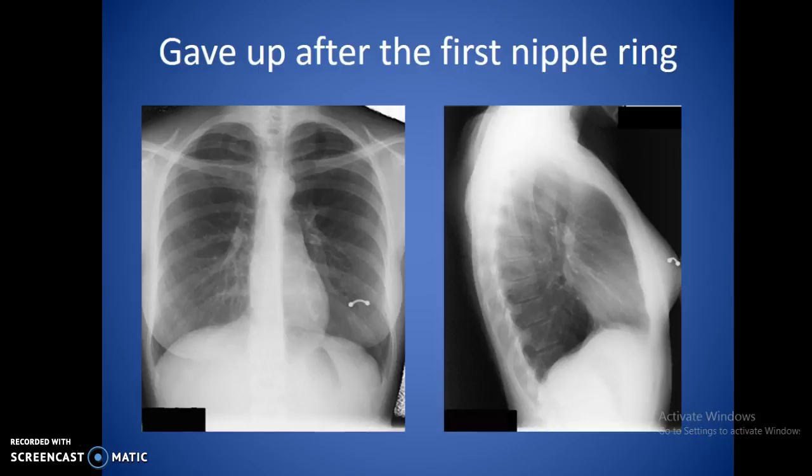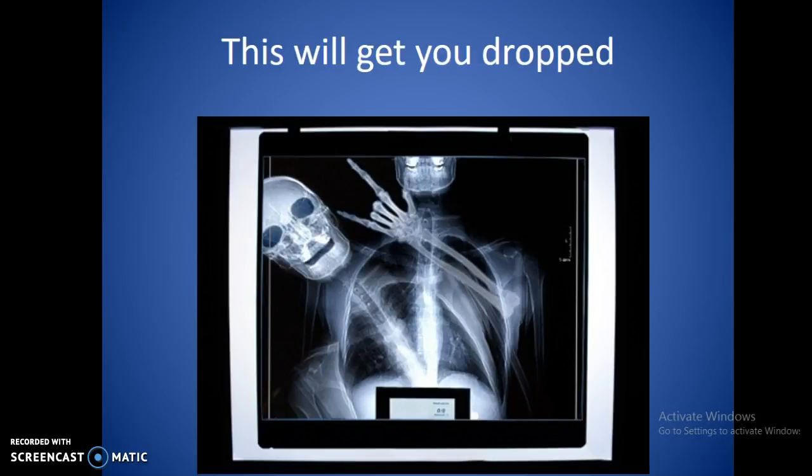Gave up after first nipple ring. This will definitely get you dropped from the program. So, like we mentioned in my lab, for some of you, don't be stupid. If you don't have an order, do not x-ray anybody you're not supposed to.